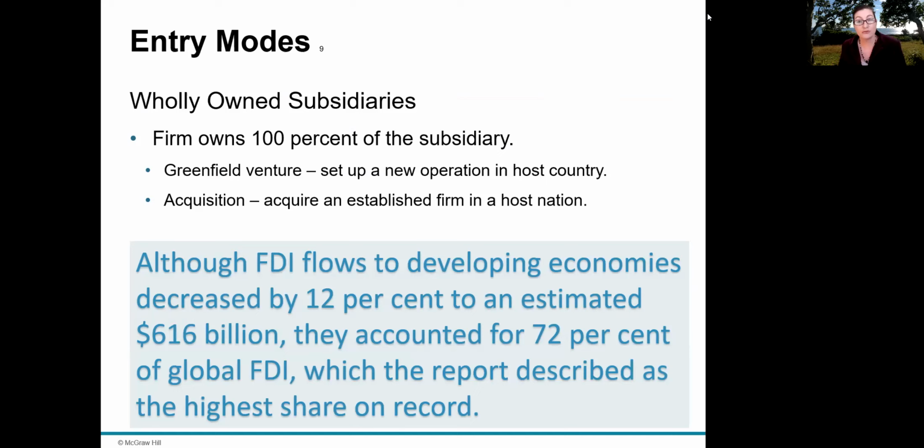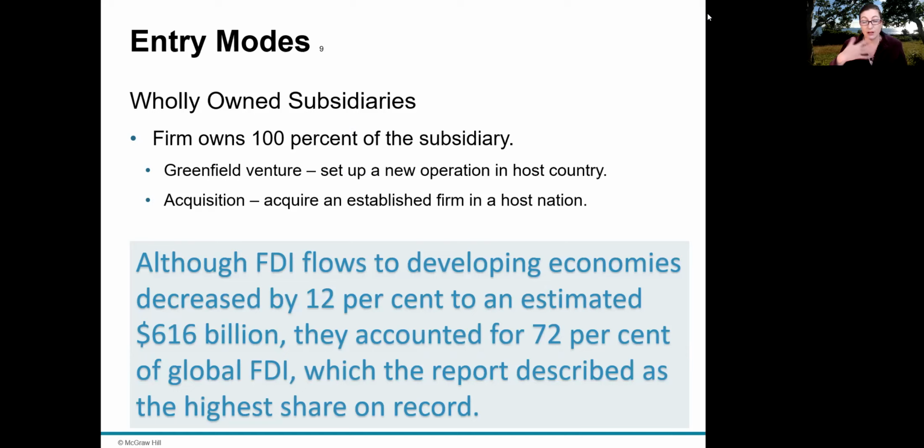Now, the riskiest and most expensive option for entry mode into a foreign market is a wholly owned subsidiary. This is when the firm owns 100% of the subsidiary. There's two ways to go about this: a greenfield venture, where you're setting up an entirely new operation in the host country, or you can acquire an established firm in the host nation using an acquisition strategy.